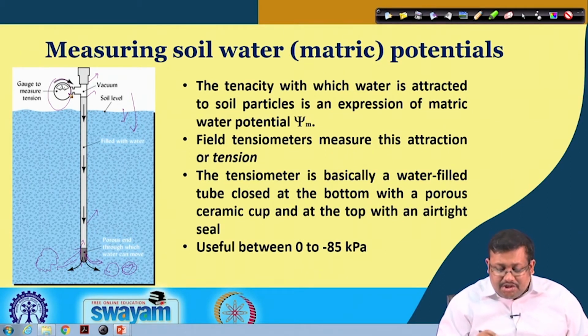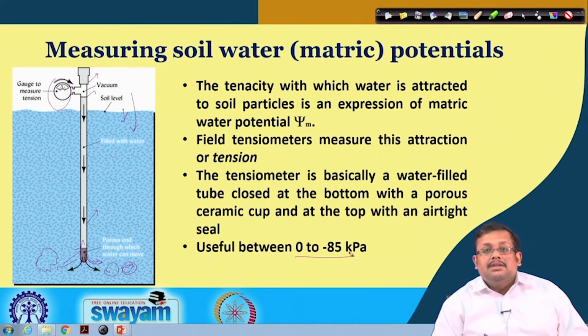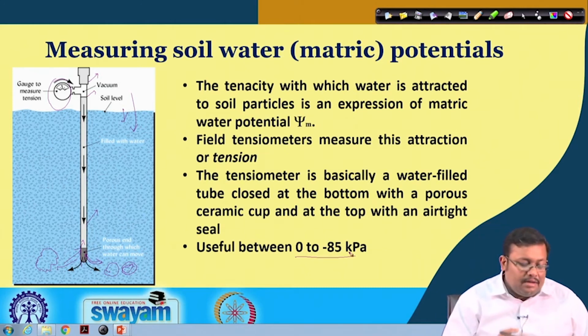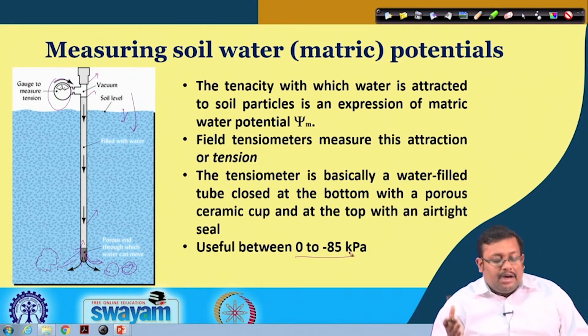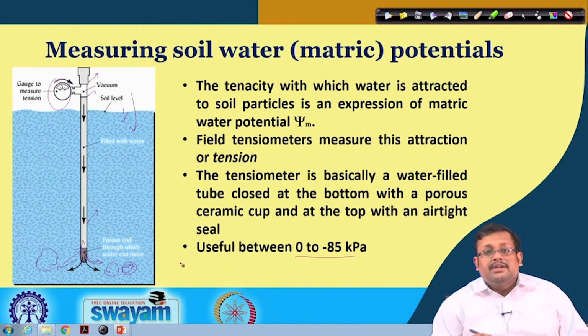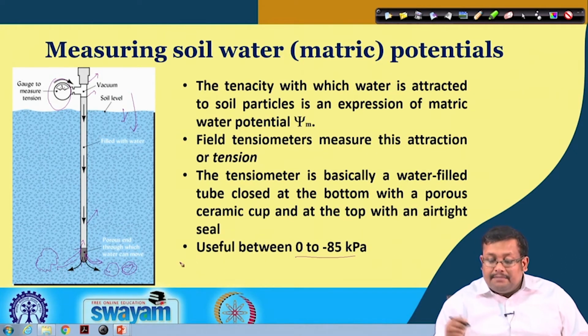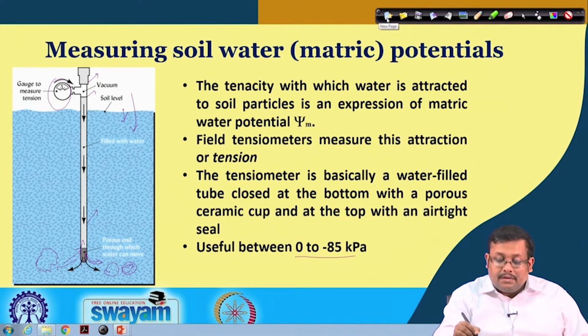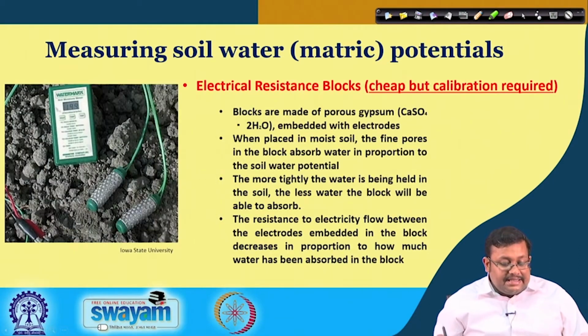Remember that the field tensiometer basically works at a matric potential range between 0 to minus 85 kilopascal. Beyond 85 kilopascal of potential or tension, these field tensiometers do not work properly. So we have finished the field tensiometer. Let us see what else.